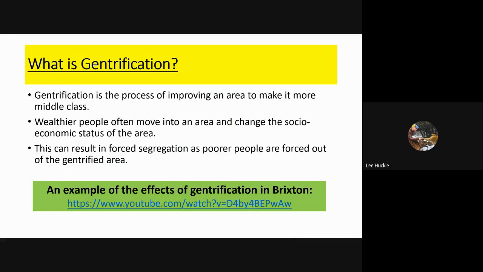So this is closely linked to regeneration. Many areas, particularly London Docklands, with the case study you looked at, regenerated. Gentrification took place. And unfortunately, this does have some positives and some downsides, though. Forced segregation. It prices people out of areas. And again, you'd have looked at that in some depth in the lesson, and then you'd have looked at an example of the effects of gentrification in Brixton in London.